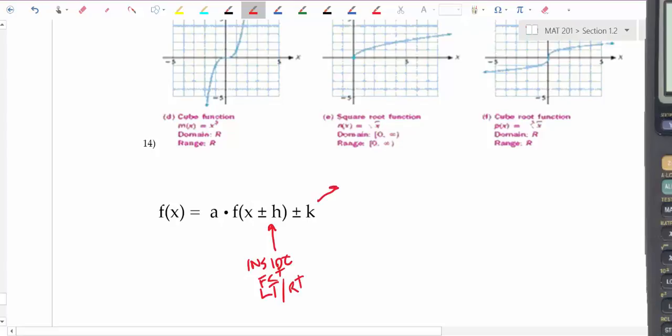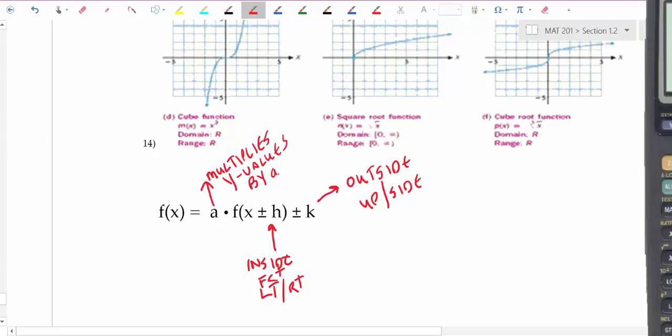What does the k do? It's outside the function, so what does that do? Up, down. You're making y values get bigger. The a multiplies, and the best way to write this out is it multiplies y values by a. That means the y values either get bigger or smaller depending on the size of a. So that is a vertical stretch or shrink.